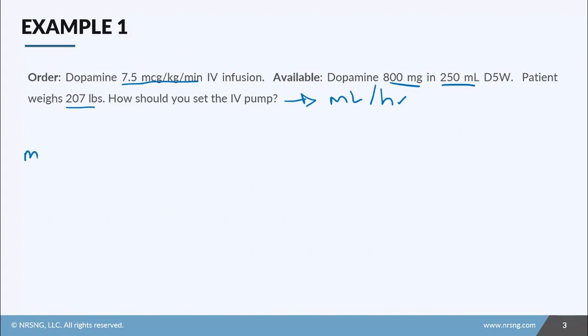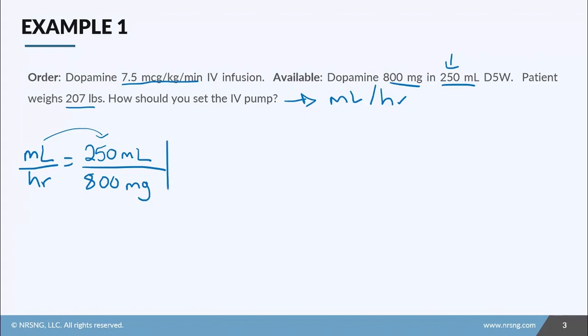Start with what you are looking for, milliliters per hour. Transfer your units over, milliliters. What do we know? What are we given about milliliters? Right here, we know that for every 250 milliliters, there are 800 milligrams of dopamine. Okay, transfer our units up. What do we know about milligrams? Well, we don't have anything else, do we? We've already used this one, so we're going to have to do a conversion.